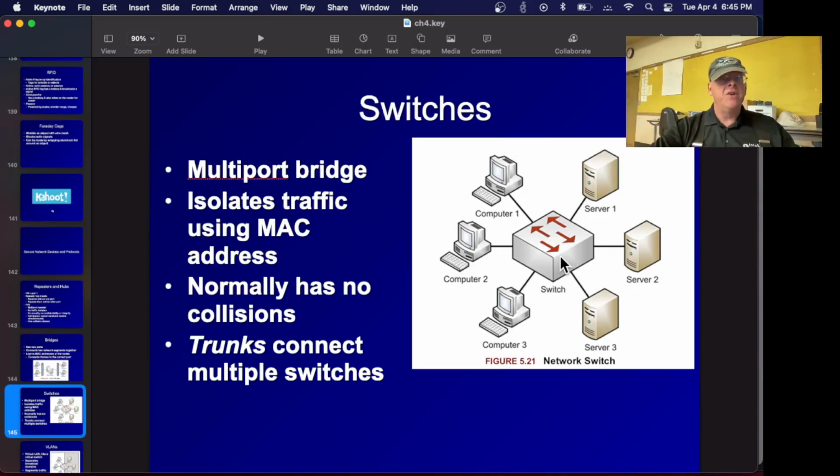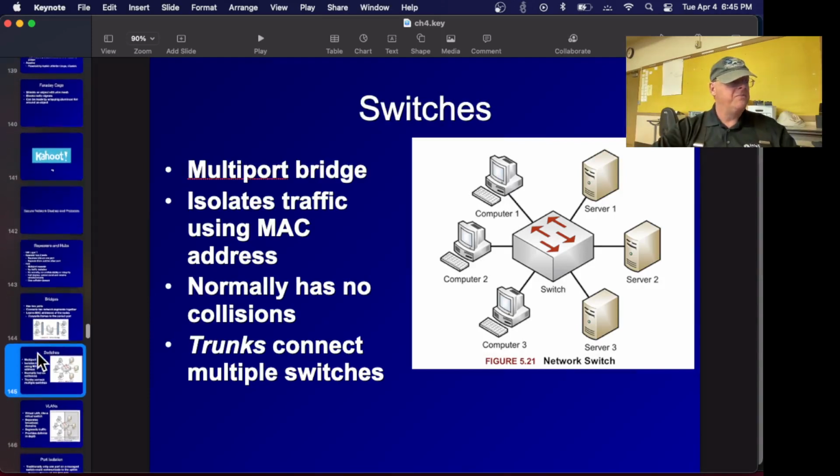So the switch has a table of MAC addresses in it. It learns all the MAC addresses that are connected to it, and now if this server wants to talk to that computer, it will just send the signal down that one wire and not any other wires, because it knows what devices are connected out each wire. That prevents collisions, and you can connect multiple switches with trunks. Trunk lines are lines that carry the traffic for many devices.